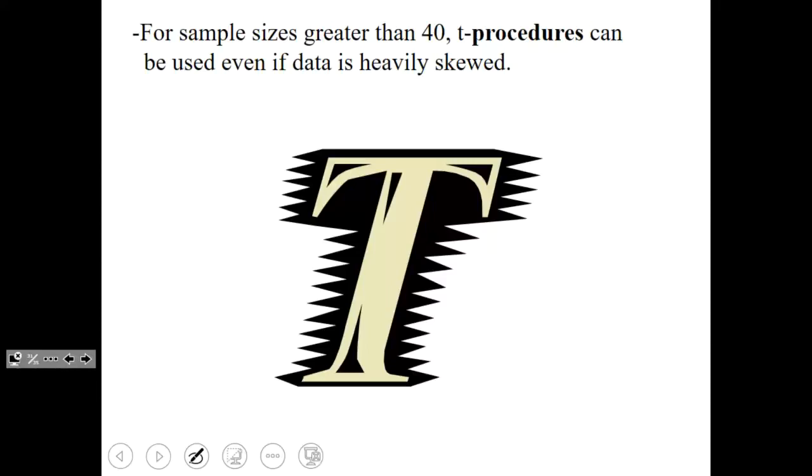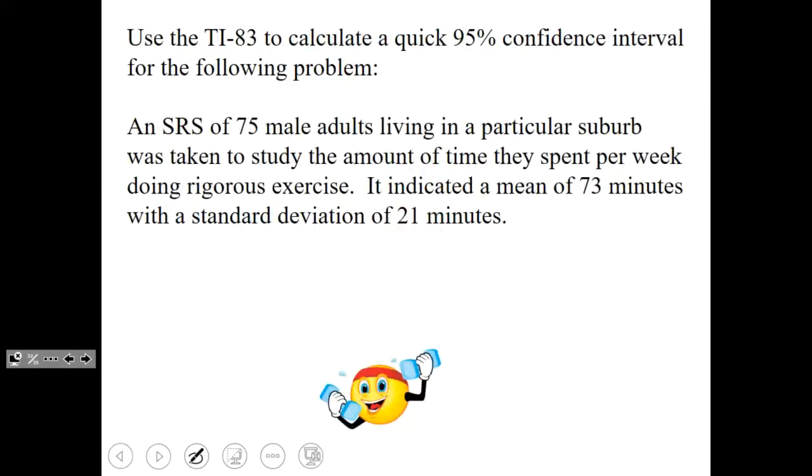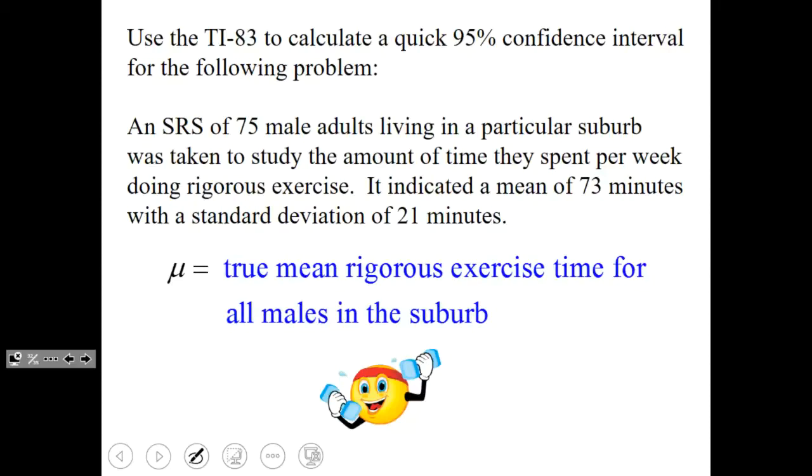Now, using the TI-84s or the 83s, we can create 95% confidence intervals. And we're going to use that for this problem. So I have a simple random sample of 75 male adults who live in a particular suburb. They took part in a study that checked the amount of time they spent per week doing rigorous exercise. It indicated a mean of 73 minutes with a standard deviation of 21 minutes. So first thing, what I'm interested in finding is the true mean rigorous exercise time for all males in the suburb. I'm going to find a confidence interval that I'm hoping will capture that. I'm going to do a 95% confidence interval.